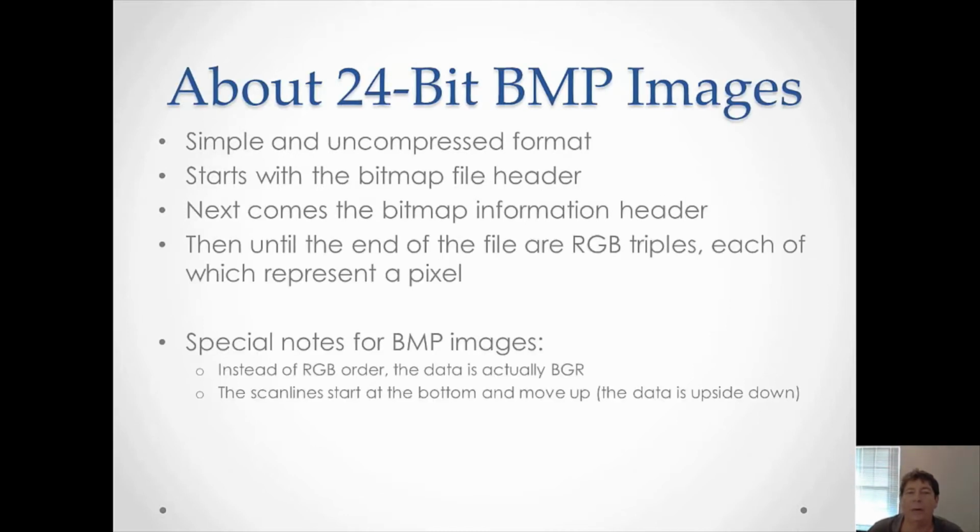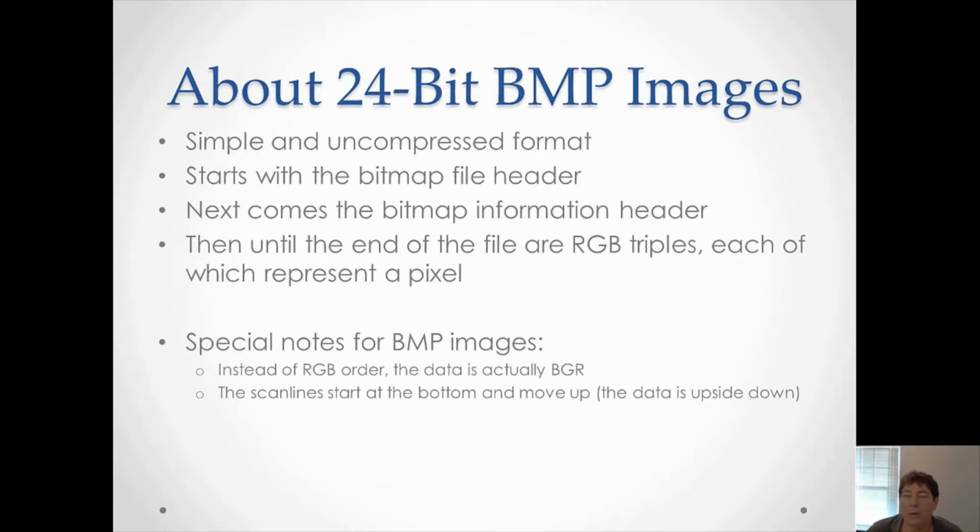Before we get started with the code, we need to say several words about 24-bit Bmp images. That's the type of image we're going to load into the example program, so we'll just take a look at it right now. First, the format is simple and uncompressed. It starts with the bitmap file header, which for this article we'll completely ignore. Next comes the bitmap information header, which contains things that we will use, such as the width and height of the image. And following that comes all of the RGB triples, each of which represents a single pixel.